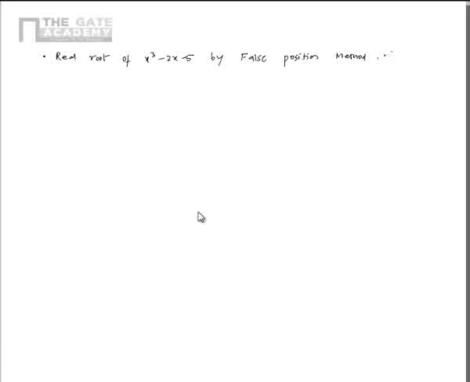Correct to 3 decimal places. So we need to see that the accuracy is met up to 3 decimal places in the interval 2, 3. So he has given the interval. Even if he has not given, then we have to just proceed as we did in the previous example.